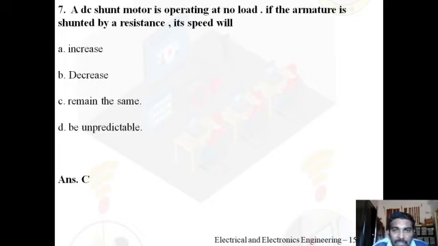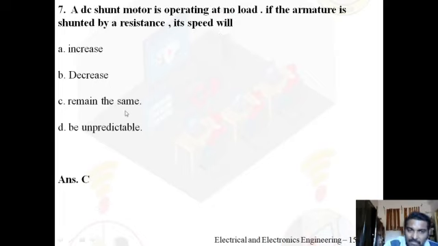A DC shunt motor is operating at no load. If the armature is shunted by a resistance, what happens to its speed? Here the speed remains the same. It does not increase or decrease, because we have connected a resistance across the armature. It does not affect the voltage. Whatever voltage comes across the armature, it comes. There is no problem with the parallel resistance. Therefore, whatever speed the motor is running, it remains the same.